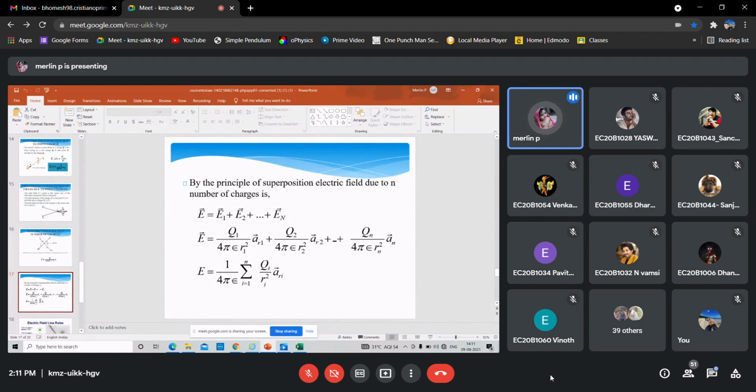So this electric field intensity can be written as the summation of i equal to 1 to n, that is, the charges from 1 to n, Qi divided by Ri squared into the unit vector ari. So 1 by 4 pi epsilon is common to all, so we have taken it outside.